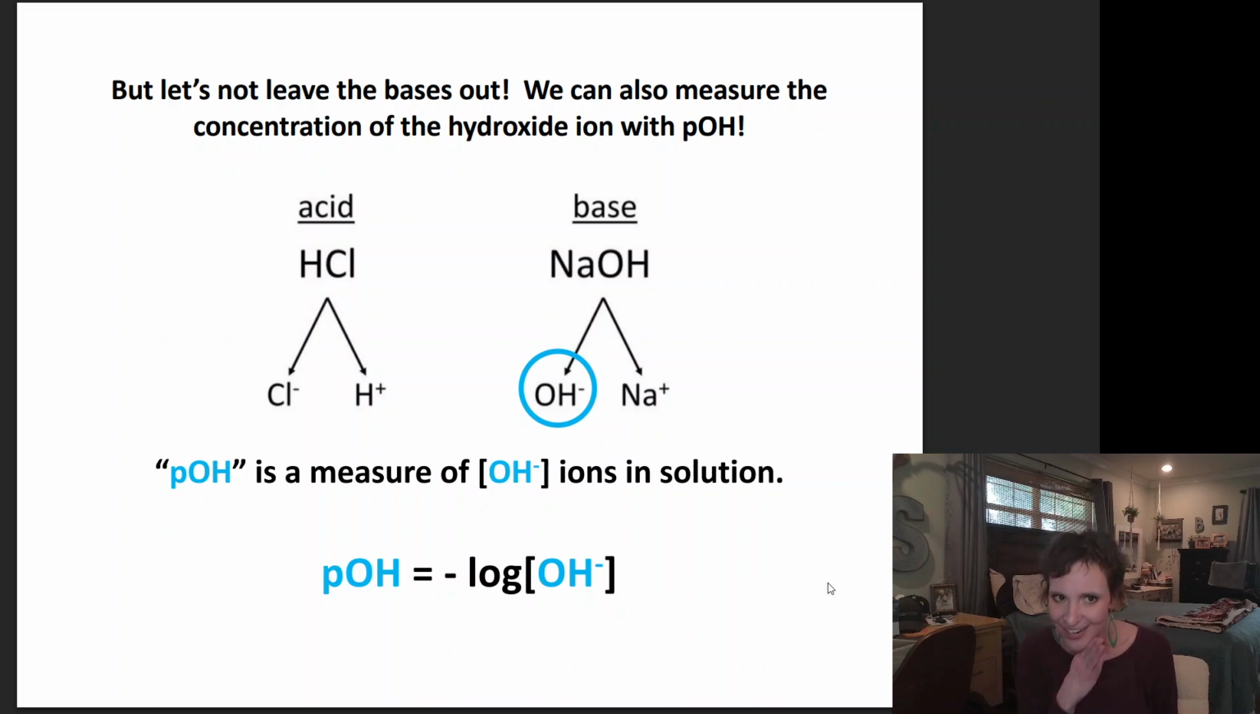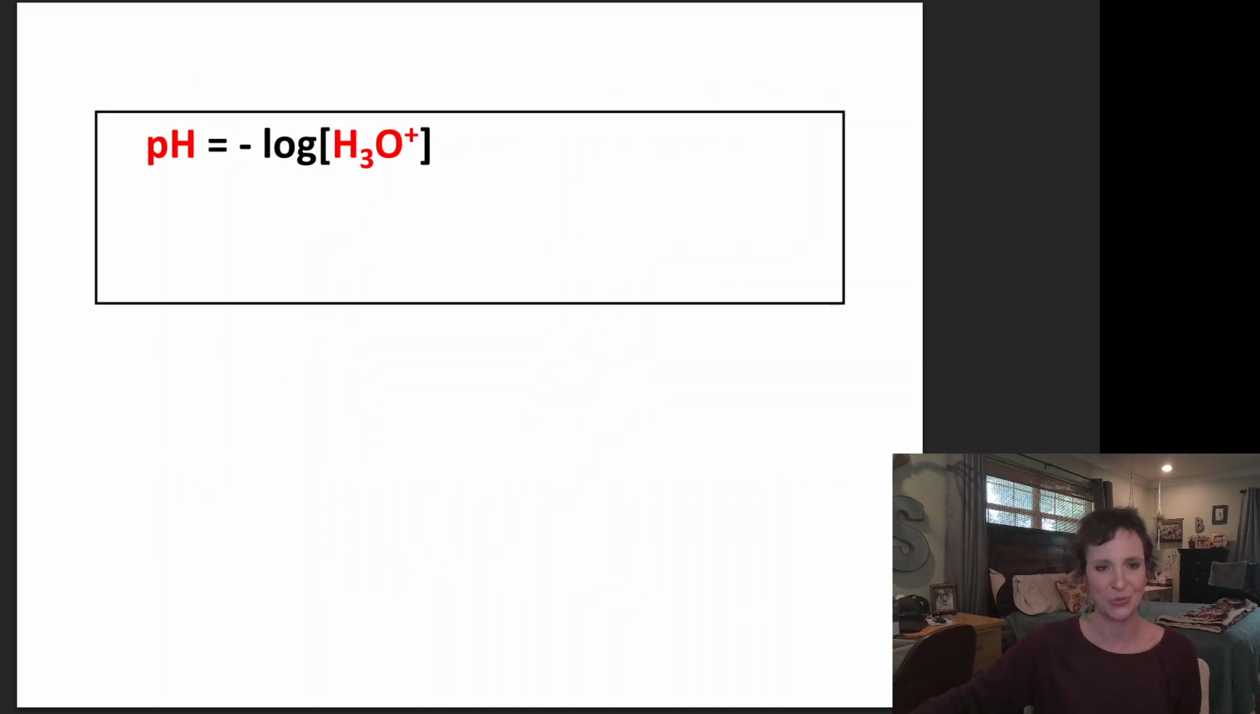I can also measure the concentration of my basic ion, the hydroxide ion, with pOH. So pOH is a measure of the hydroxide ions in solution. This equation looks very similar, except now it's not pH, it's pOH. And it's equal to the negative log of not the hydrogen ion, but the hydroxide ion. I can do that for bases too, which is really fun.